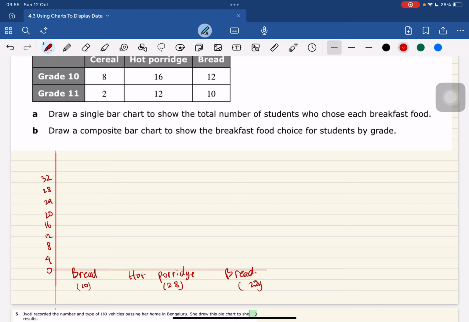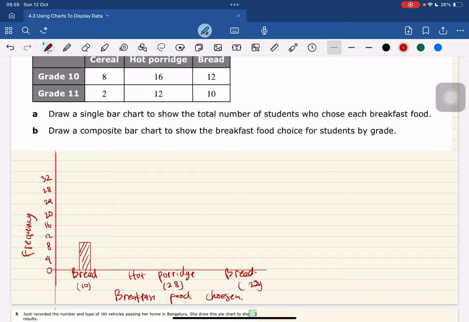Okay, let us make it. So this is the frequency. So let's write it. This is the frequency, and this is the breakfast food chosen. So bread is 10. So 10 is, we can make it around here, 10. Oh, it's not 2. Okay, this is bread of 10.